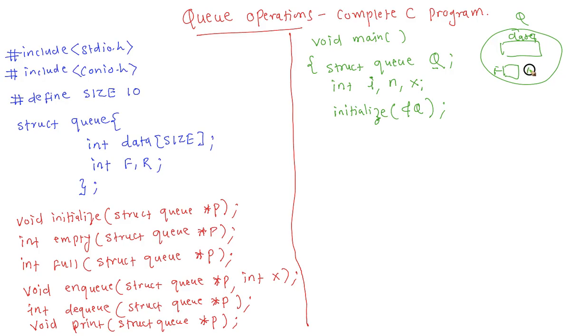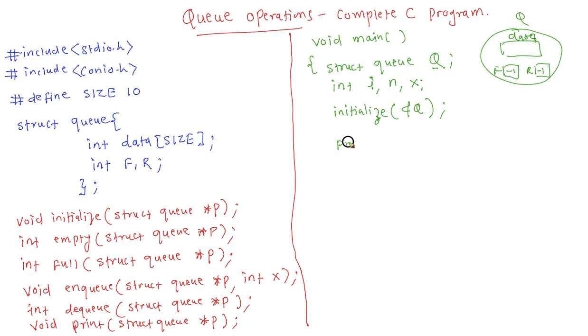F and R will be set to -1, indicating that the queue is just now created and it is empty, right? Okay. And then after initialization, we will perform some enqueue operations, right? So I will ask the user to enter 5 numbers, for example, and we'll enqueue those 5 numbers inside this queue, right?